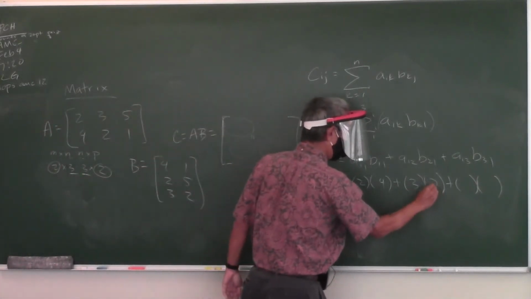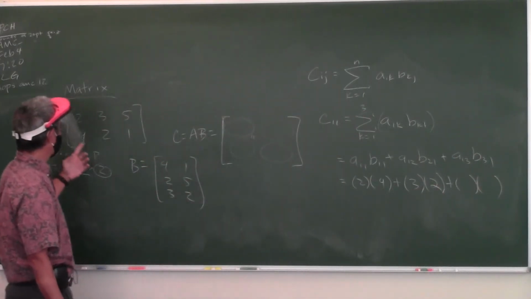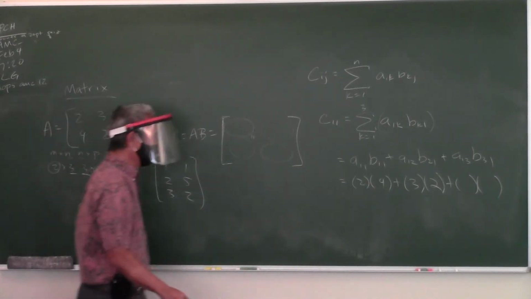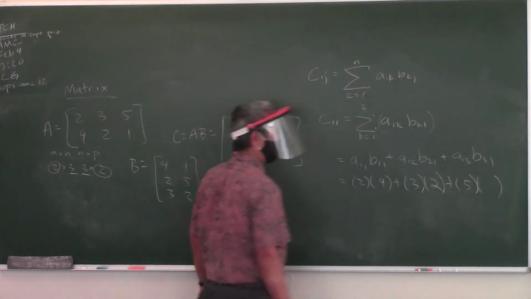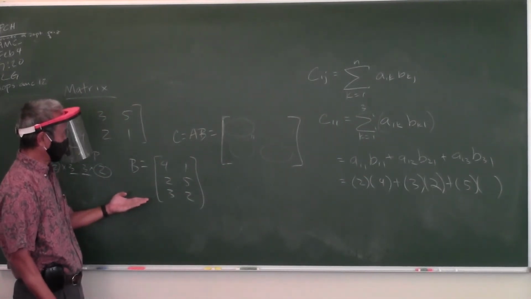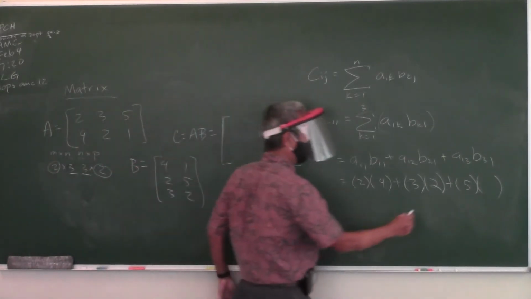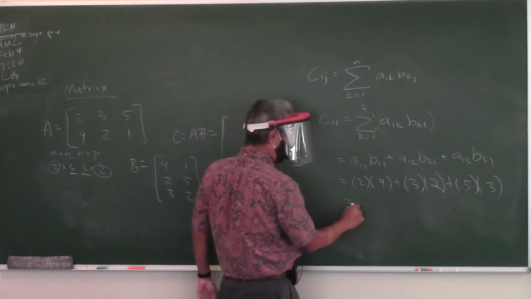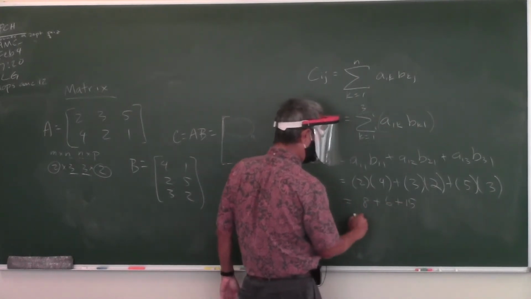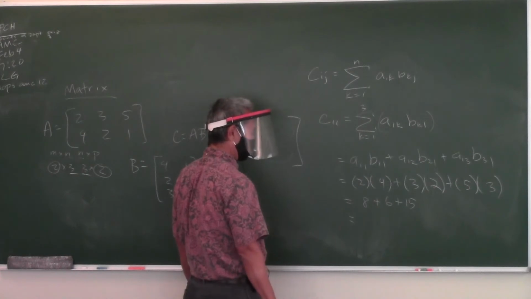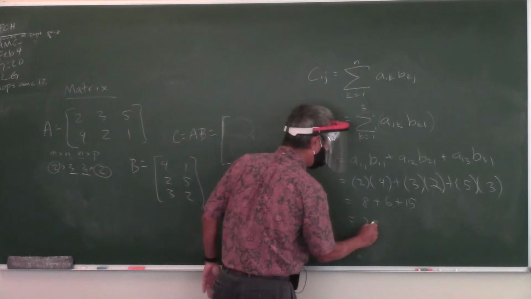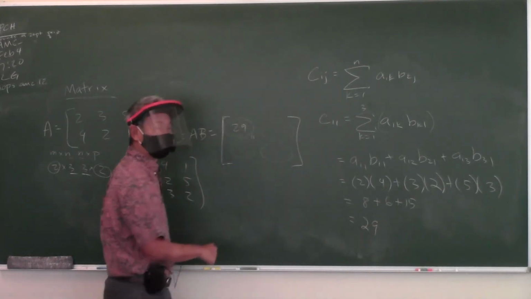2. What is A13? Here's matrix A. What element is in the first row but third column? 5. And what is B31? Here's matrix B. What element is in the third row, first column? 3. Multiply these numbers. So what is that? 8 plus 6 plus 15. And then do your arithmetic. 29. That's what number you put there.